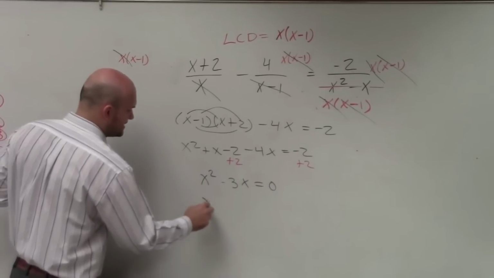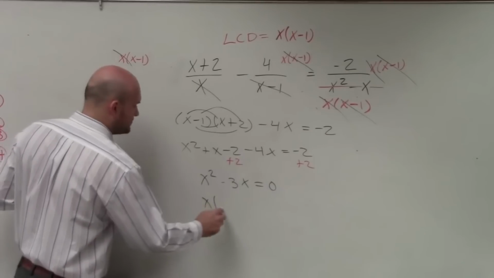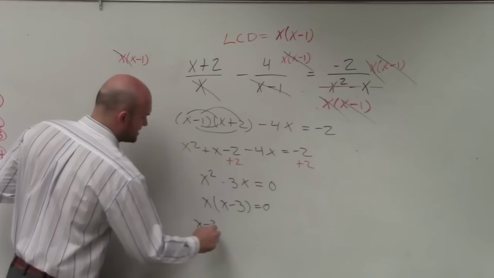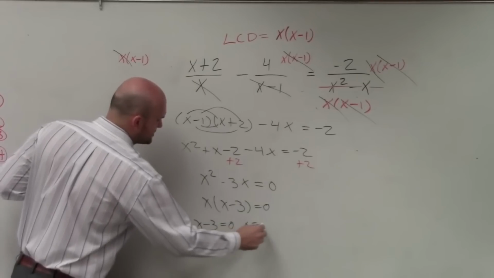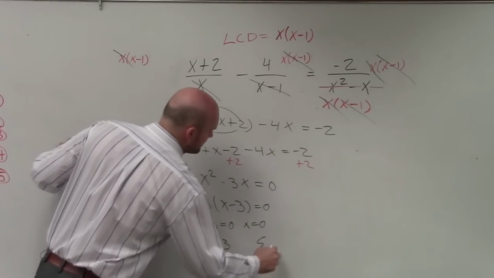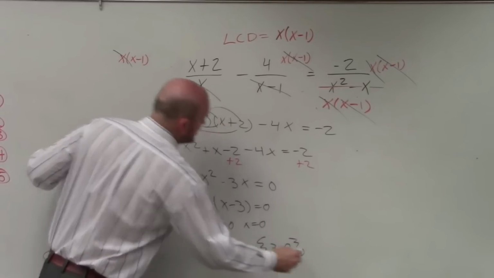I can just factor out the x. When I factor out an x, I'm left with x minus 3 equals 0. So I can say x minus 3 equals 0 and x equals 0. So my solutions in this case are 3, 0.